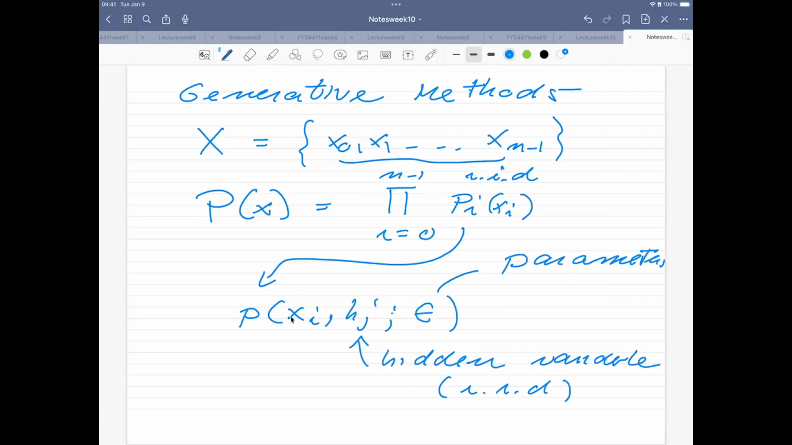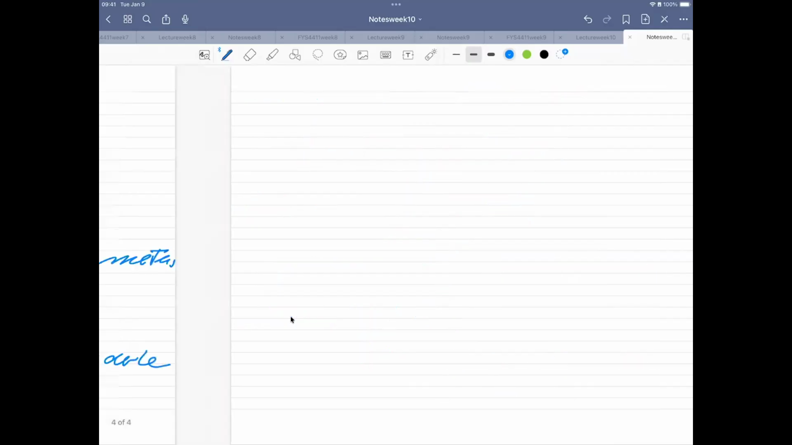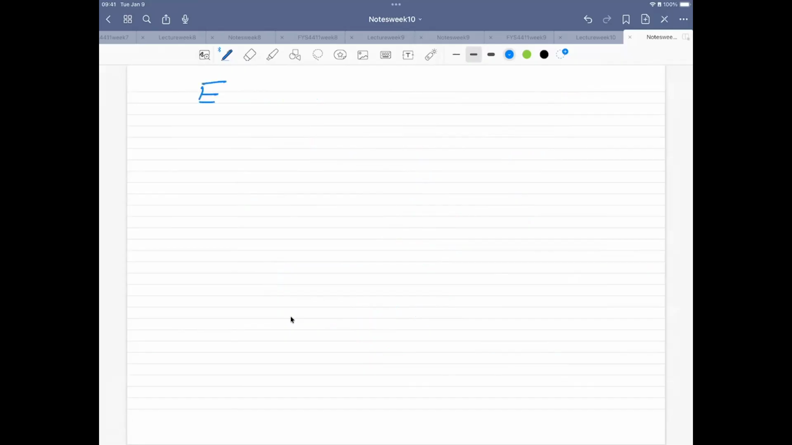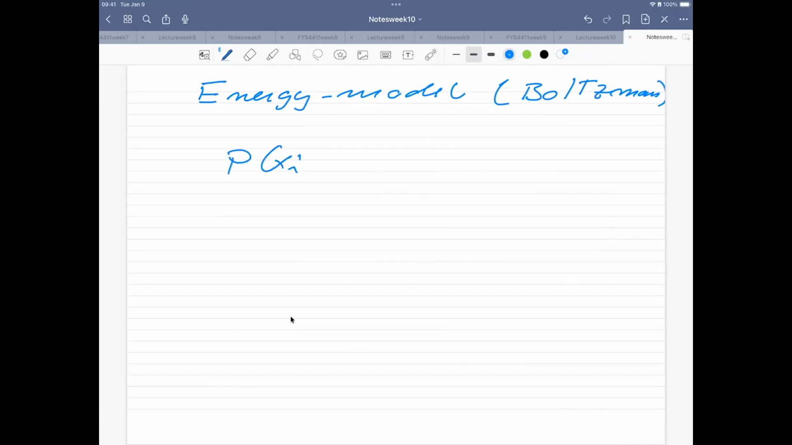Now, the first model we are going to meet is normally called an energy model, and this is based on the Boltzmann distribution. We are going to assume that P of x i, h j and these parameters theta is given by some function which depends on x and h and these parameters theta, and there is a factor here.